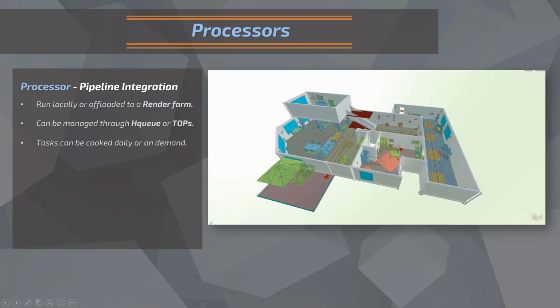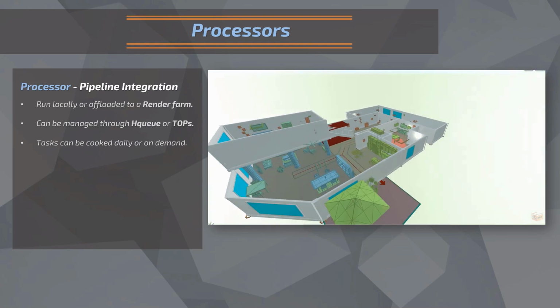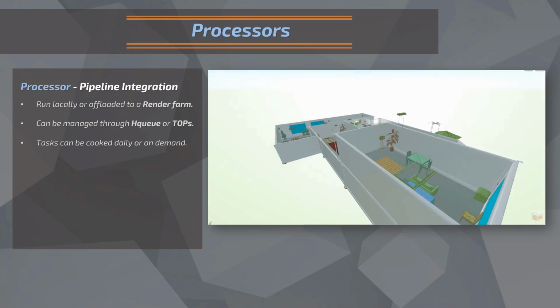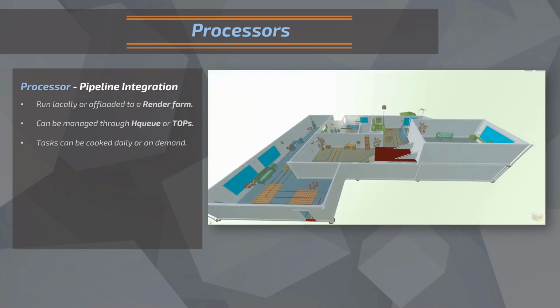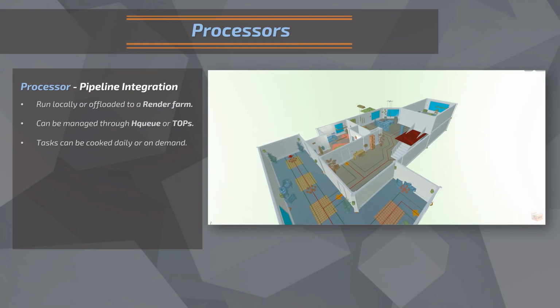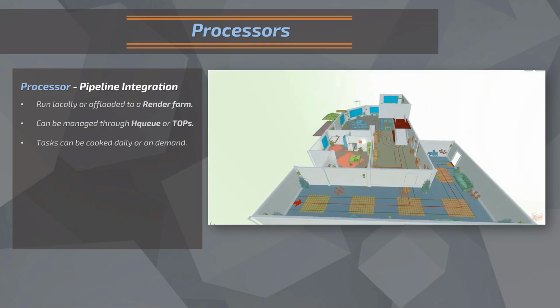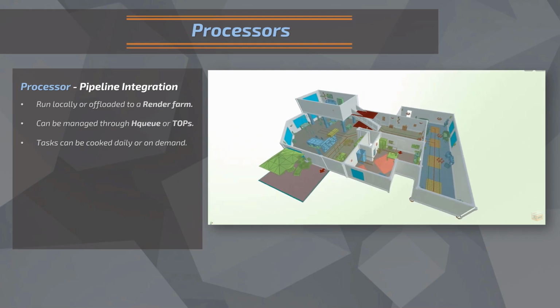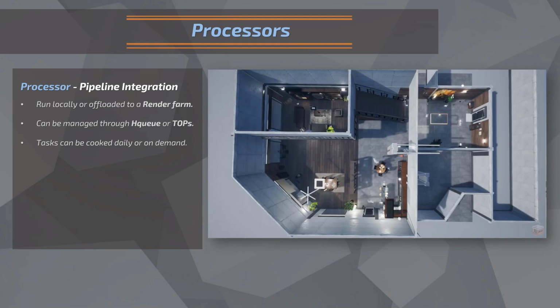So these types of tools in general integrate very well in a pipeline because you can offload them to a render farm and they tend to have easy controls. Your artists don't tend to really know they exist. And they can be managed through site apps like HQ or task operators, for example, in Houdini. Now, these tasks can be cooked daily or on demand. So you can use HQ to also trigger cooks by hand.